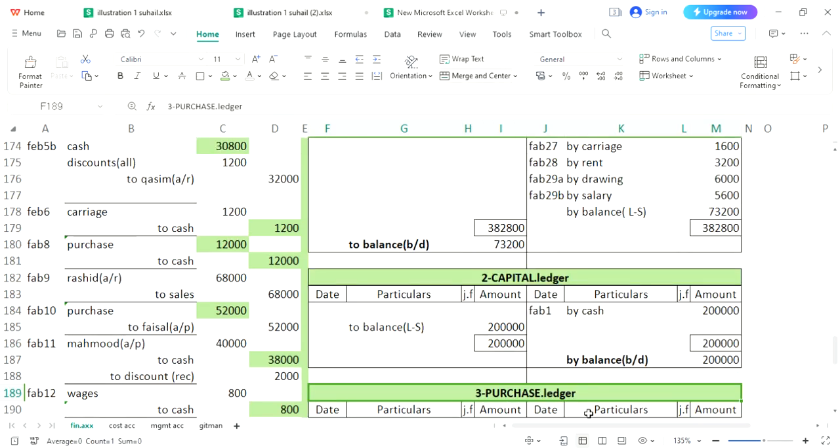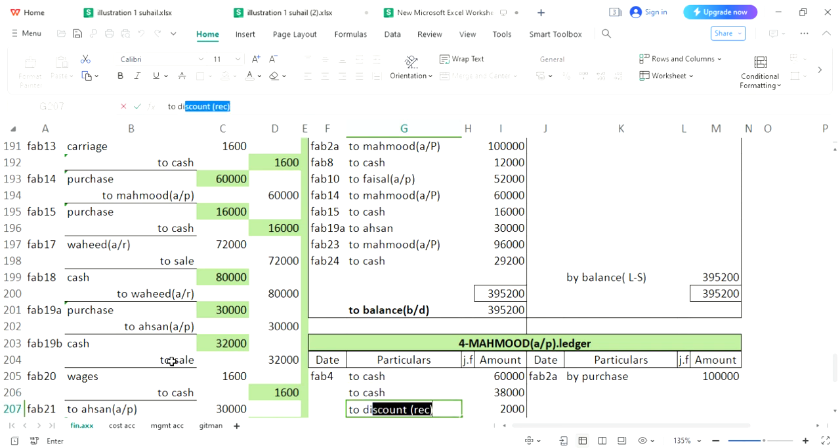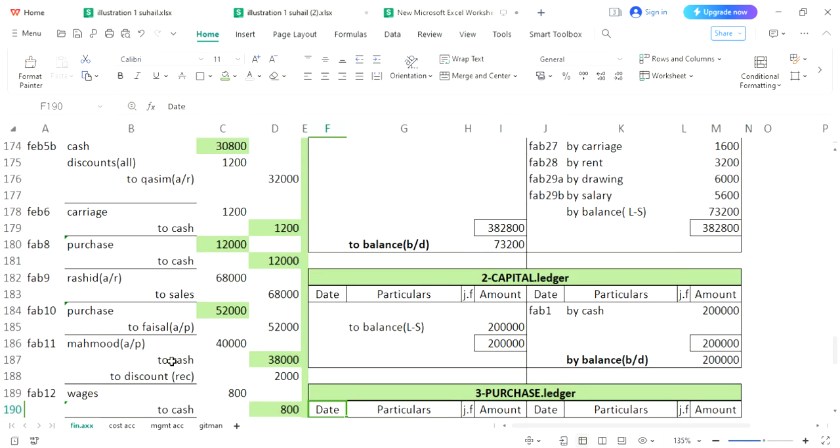Making ledger of Mahmood. Mahmood was debited 40,000. There are two references, cash and discount. So both references will be used. To cash for 38,000 and to discount for 2,000 rupees. And here you can see it is discount received. Yes, you can see over here discount received. Mahmood's entry posting is completed.